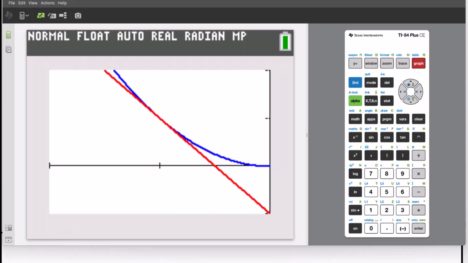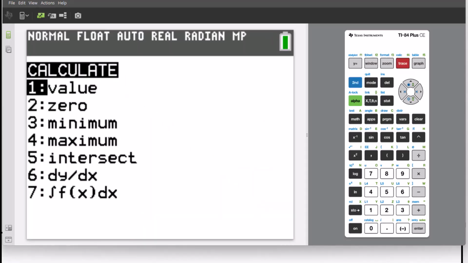Before I close the calculator, I want to show you a cool feature that the calculator has. This is the first time we're going to be using it. Click on the second key, then click on the key called trace, and that opens up a calculate menu. It's a hidden menu. You always have to click second to access it. In this menu, there are a bunch of options, but what I want to go down to now is option number 6.